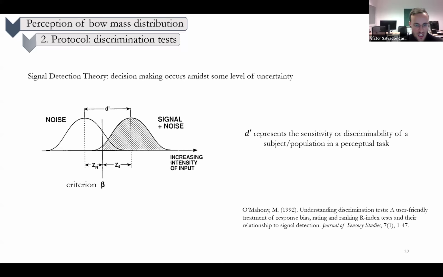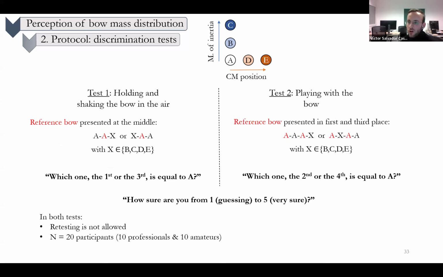And there is this measure d prime, which is the distance between those distributions, those stimuli, and represents the sensitivity or discriminability, in our case, of a population in a perceptual task. Okay, so sorry for this parenthesis, but what we did is apply this theory to our perceptual experiments, our discrimination tests.